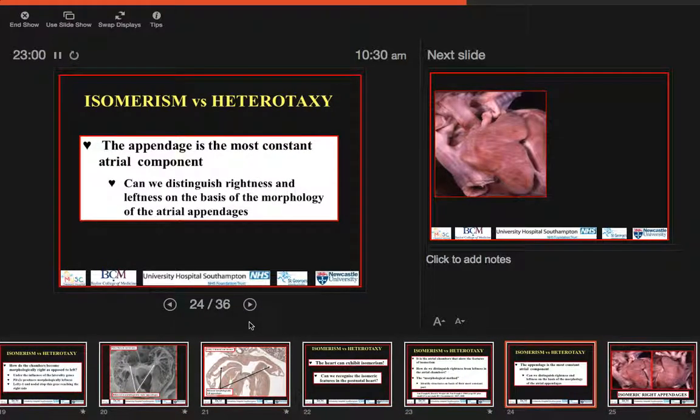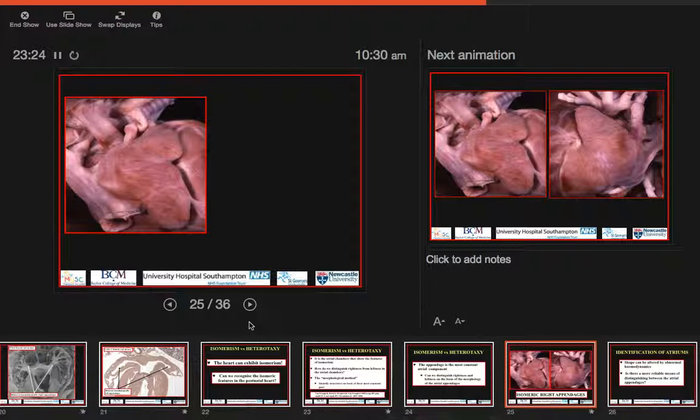So if we look at the atrial chambers, it is the appendage that is most constant. The coronary sinus is important, as Dr. Snehal told you, but the coronary sinus itself can be variable. So that's why, in the final analysis, we use the appendage. So can we distinguish rightness or leftness on the basis of the morphology of the appendages?